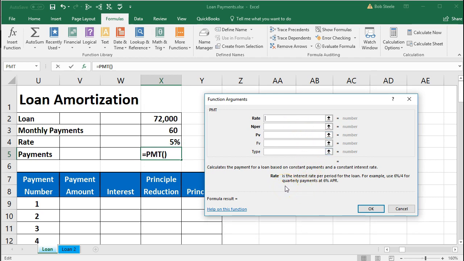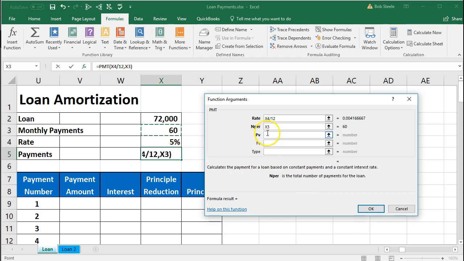We need the rate. The rate is the interest rate per period. So we're going to take that 5%. The tricky thing is that whenever a loan gives you a rate, that's for a year, and we're doing it every month. So we need to take that rate and divide it by 12. That's the trickiest thing about this calculation. Next is the total number of payments, which is going to be 60.